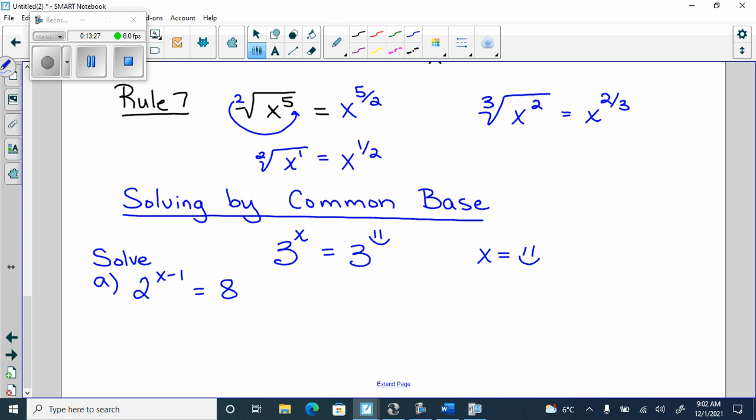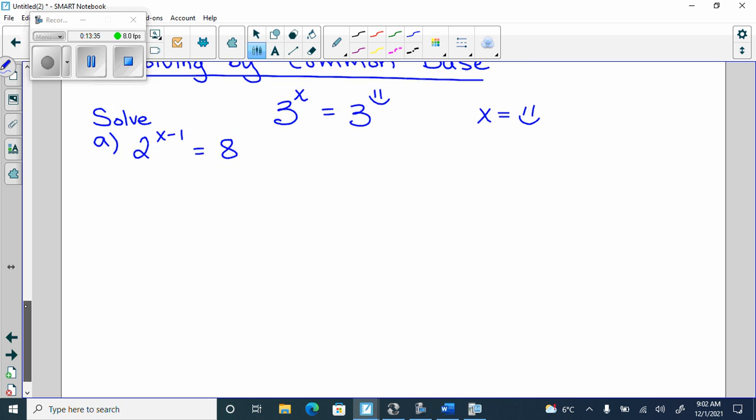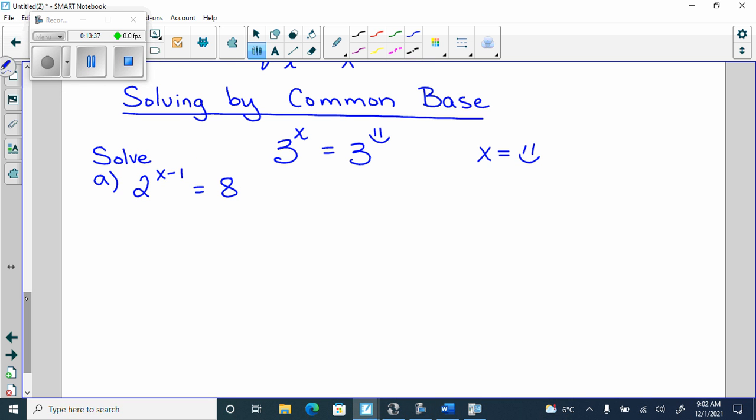Now with common base, you always want to make them have a common base. The common base you want to make them have is the smallest common base, not the largest common base. So what common base can I make 2 and 8 be? 2. Now remember, common base is something to an exponent. Common base is not something divided by something or something times something, right? Like 8 is 2 times 4. That's lovely, not helpful, but lovely. It's a true statement, not helpful.